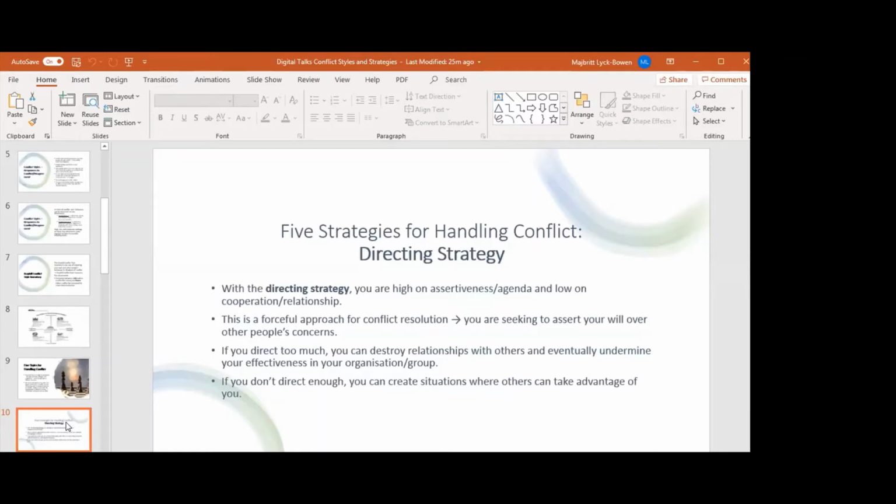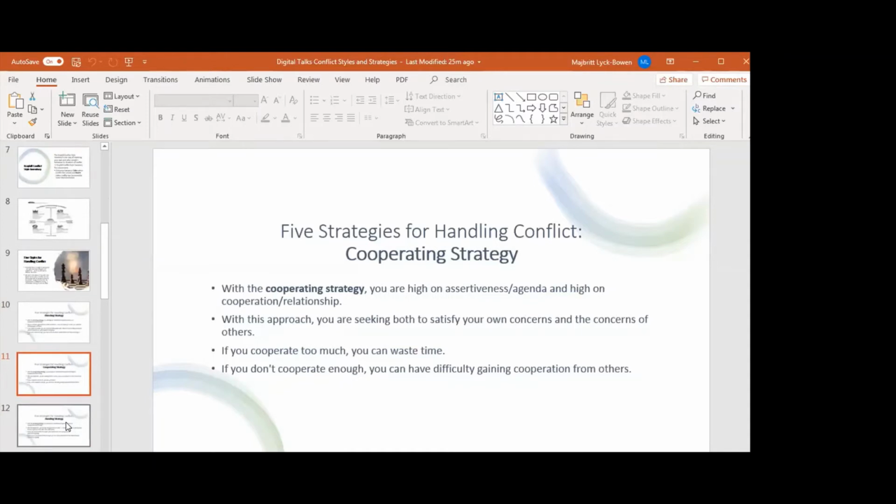On the other hand, if you don't use this strategy enough, you can also create situations where others can take advantage of you. So if you are constantly the one saying, yes, that's fine, don't worry, you go ahead with whatever you think is the best solution, then people might end up taking advantage of you and you will never get your voice heard. So again, there will be times where this is a good strategy and other times where it's not. But these are the things you should be aware of.